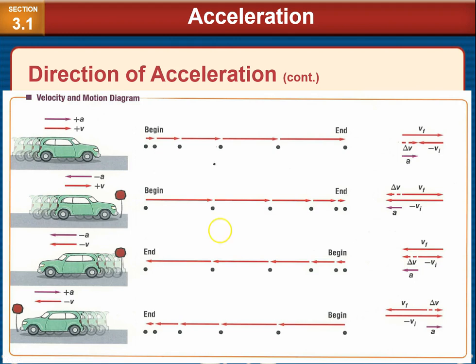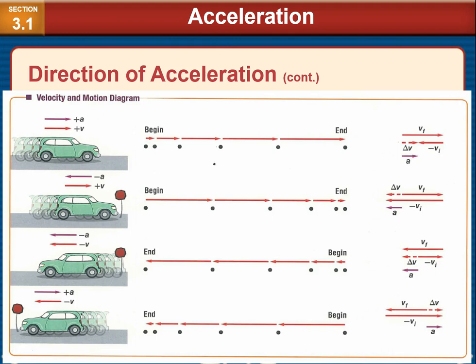Okay. Then you have it where we begin here, so we're speeding up in the other direction. So acceleration is going in the same direction as the motion. The car is moving left, our acceleration is left. And then this one, we're slowing down to the left, so our acceleration is to the right.